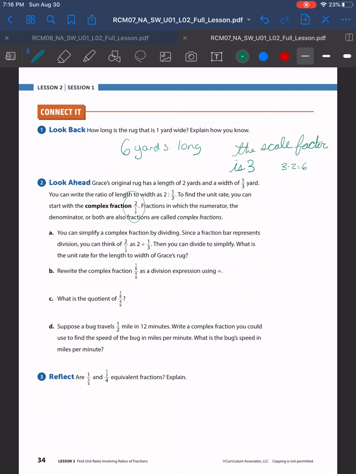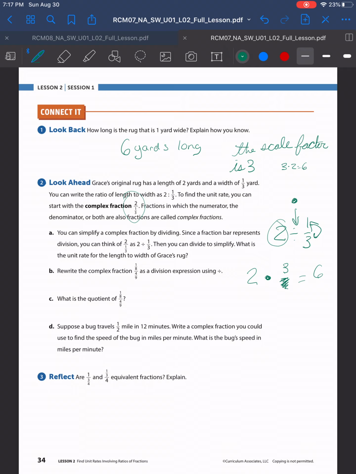You can simplify a complex fraction by dividing. Since fraction bars represent division, you can think of 2 over 1/3 as 2 divided by 1/3, and then you can divide. Remember, when you divide 2 by 1/3, I skip the first number, I flip the next number, and then I change the division sign to a multiplication sign. So I'd skip it, flip it, and then multiply. Isn't 3 over 1 just 3? What's 2 times 3? 6.